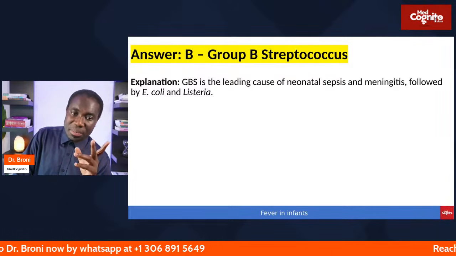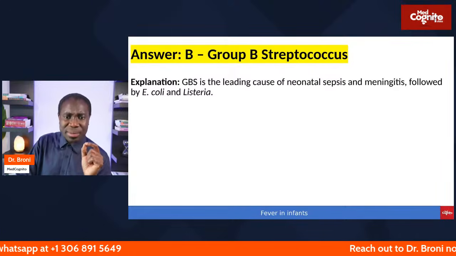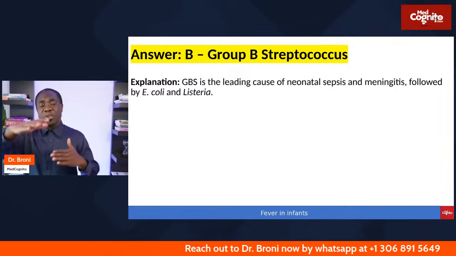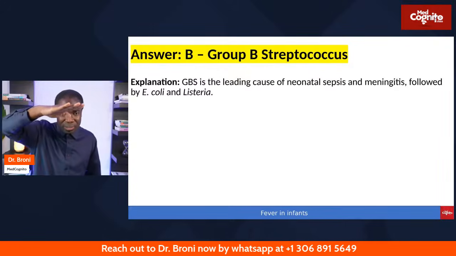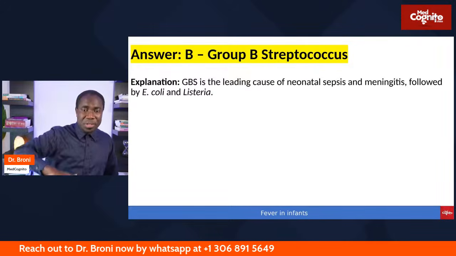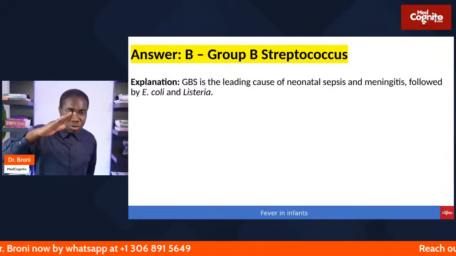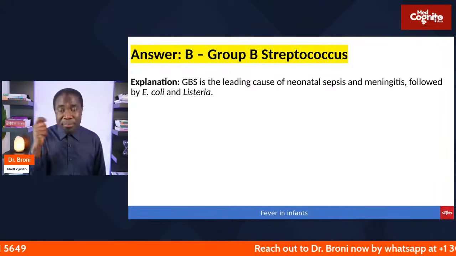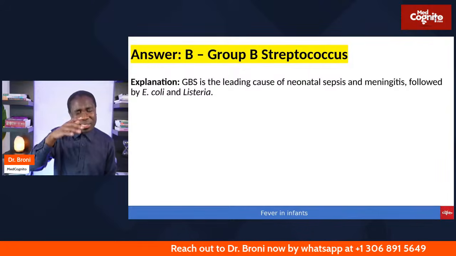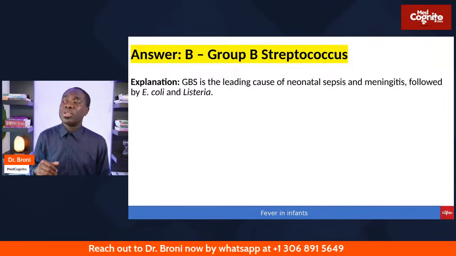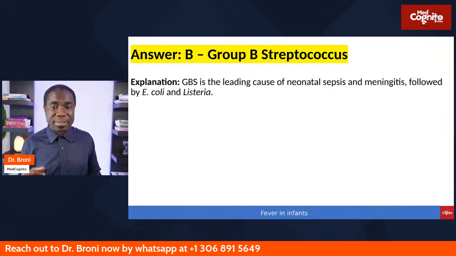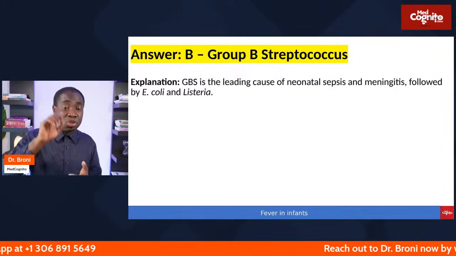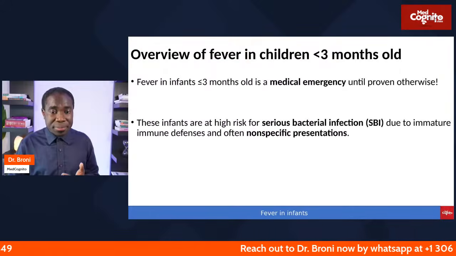Okay. So GBS is the leading cause of neonatal sepsis and meningitis, followed by E. coli and Listeria. So if you are listing the common organisms which cause fever and neonatal sepsis in newborns, Group B strep. That is why we do the swab in the mothers around 35 to 37 weeks, right? So that if it is there, we preempt it, because the kids can pick it up when they are coming through the vaginal canal during birth, right? Beautiful.